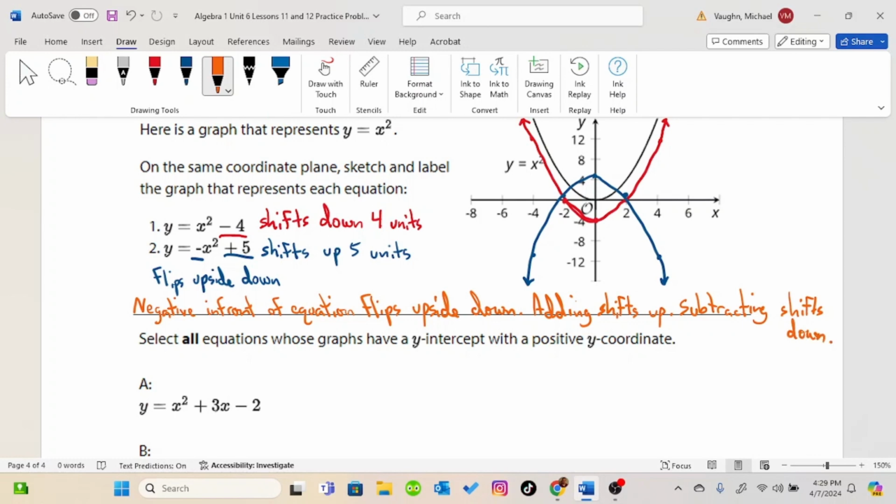If you have any questions about how to flip the graph upside down or how to shift the graph up and down, please use class time to ask for further clarification.